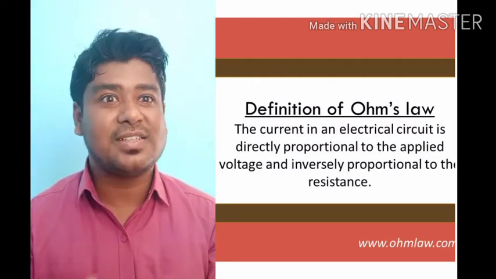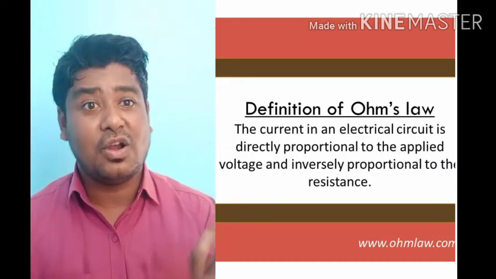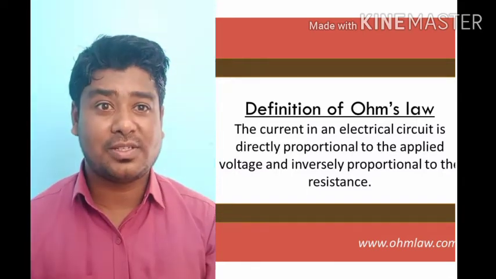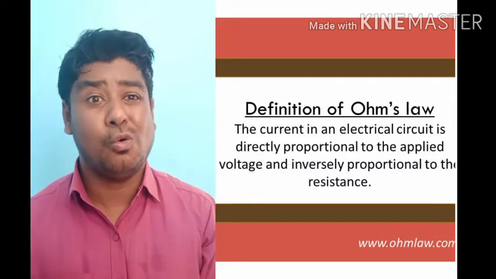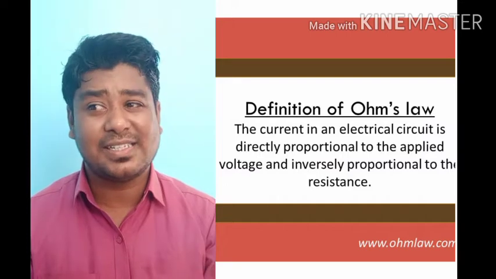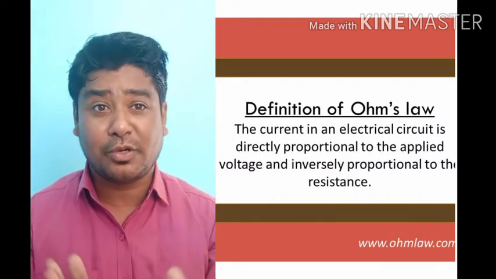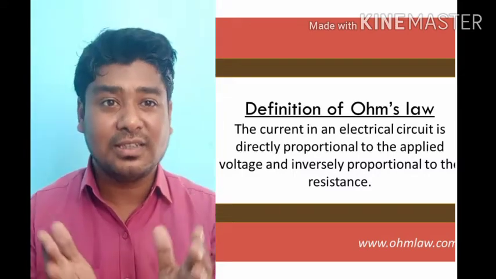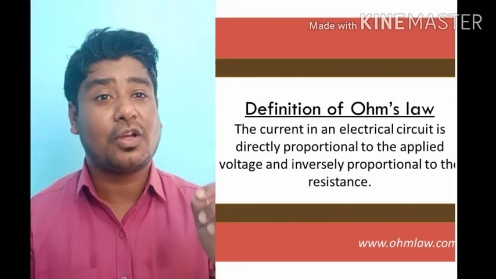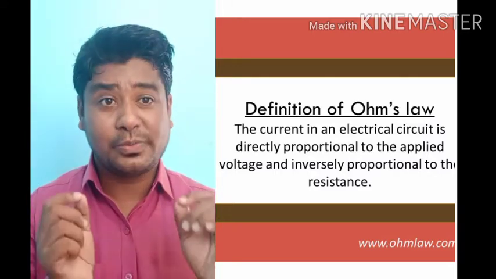That is the relation George Simon Ohm came up with, and that law has been named Ohm's law, O-H-M, after the scientist's name. So what does Ohm's law state? Ohm's law states that the potential difference across the two ends is directly proportional to the current flowing in the circuit when the temperature and the pressure are kept constant. That is the definition of Ohm's law.